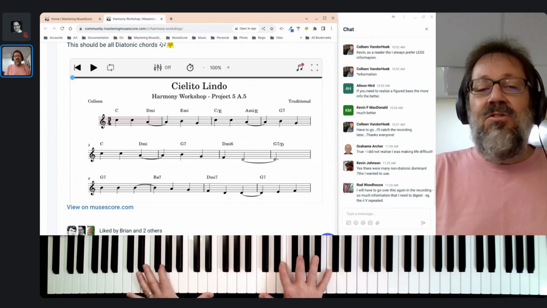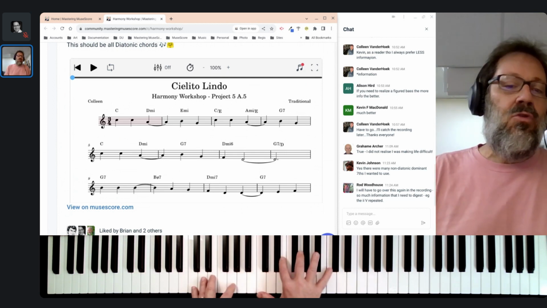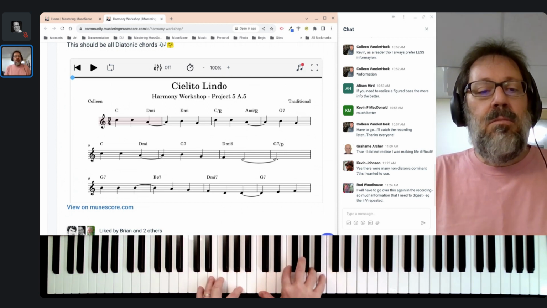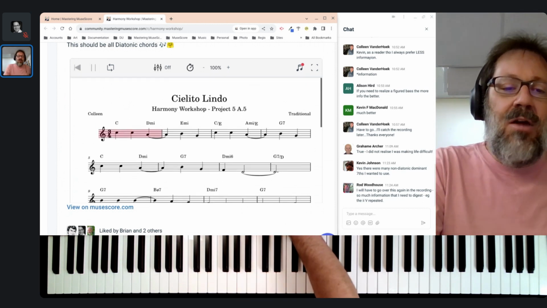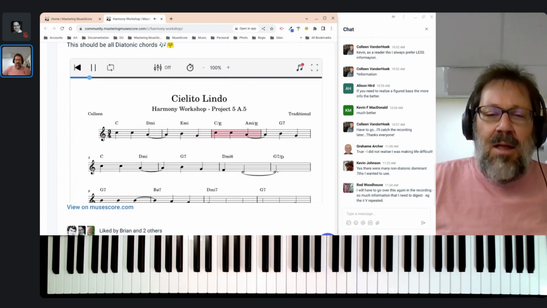So we're going to listen to her harmonization here, and I'm going to play it because I think I'm going to play it better than MuseScore will. And yeah, did she turn off her chords? I'll let MuseScore play.